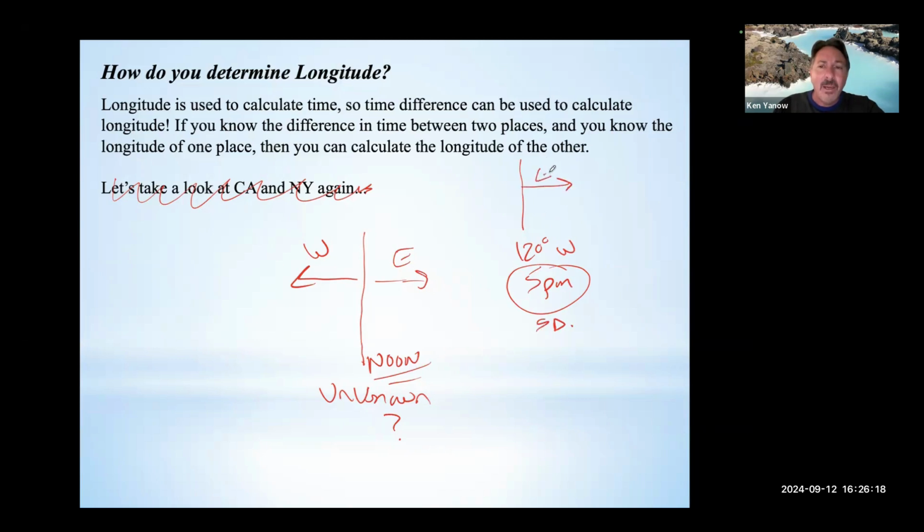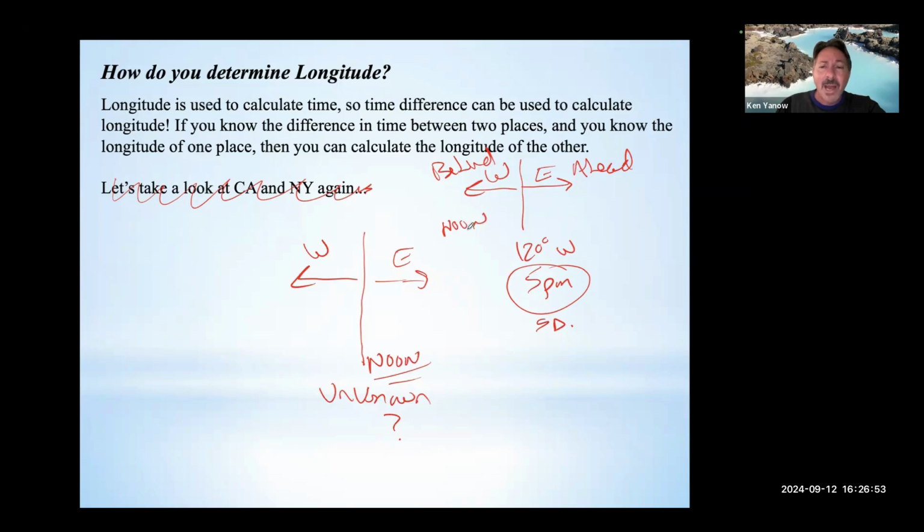So again, San Diego, here's going east, here's going west. East is ahead in time, west is behind in time. If it's 5 p.m. for you, and then noon is where the unknown location is, the question you ask yourself is, is noon behind or ahead of 5 p.m.? In this case, it's behind. Noon is over here.